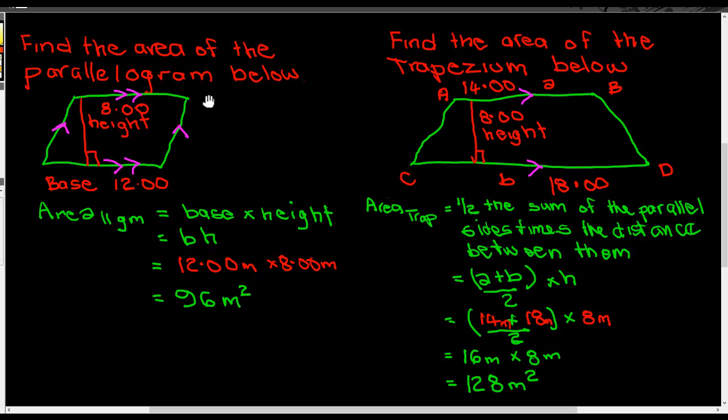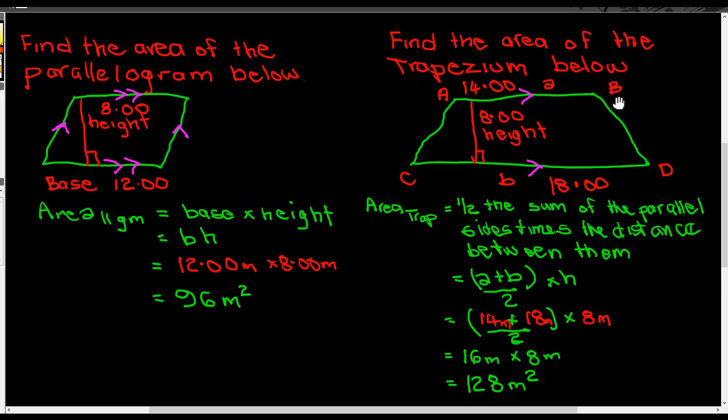Let's fill in what we know: 12 meters times 8 meters. 12 eights are 96, so 96 meters squared. Fairly simple. Area of a parallelogram. Okay, now, let's move on.